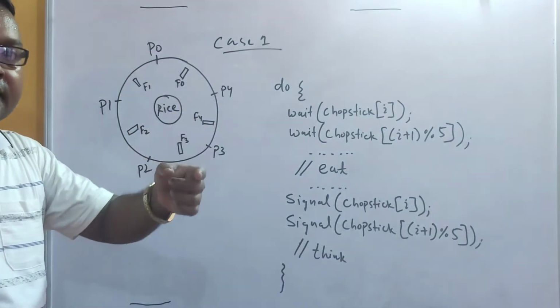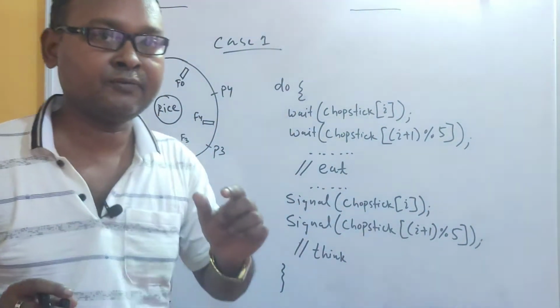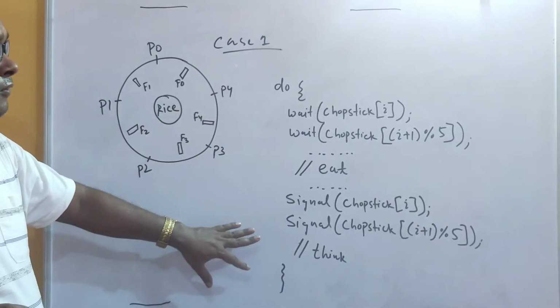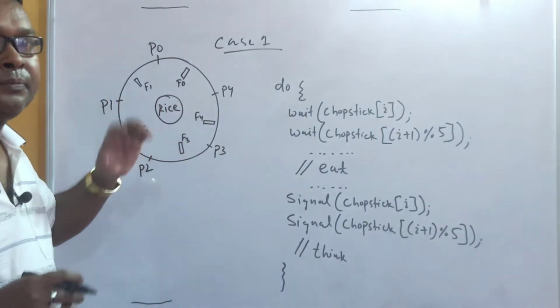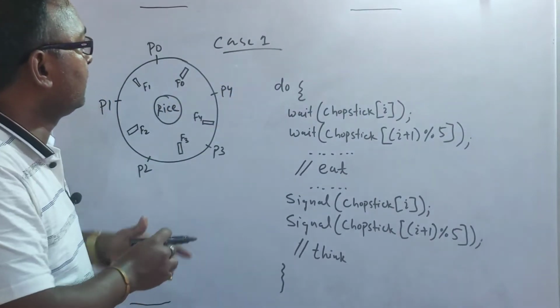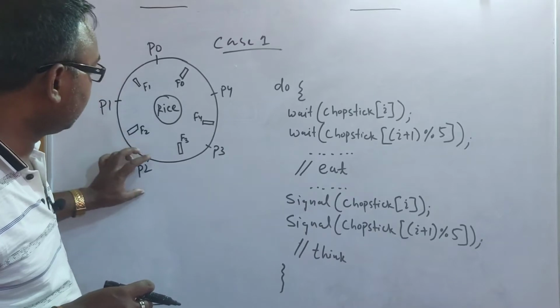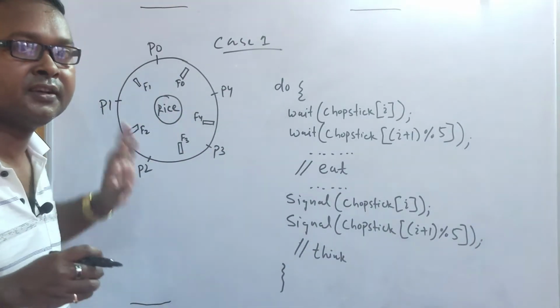And the solution is there. The solution for the dining philosophers problem is the semaphore. Okay, semaphore is the solution. So how the semaphore will give the solution for the dining philosophers problem, that we will try to understand. So for case number 1, every philosopher will be coming at a different time and trying to access the resources and take the rice.